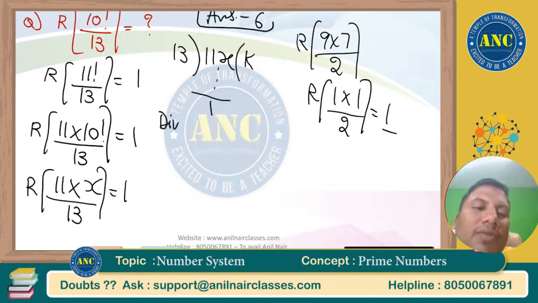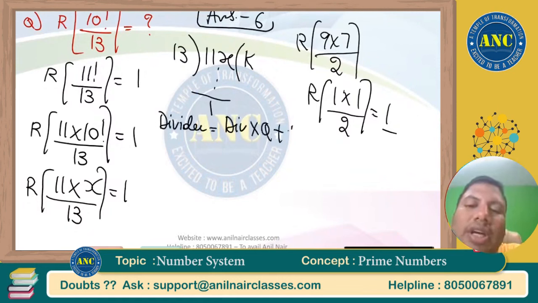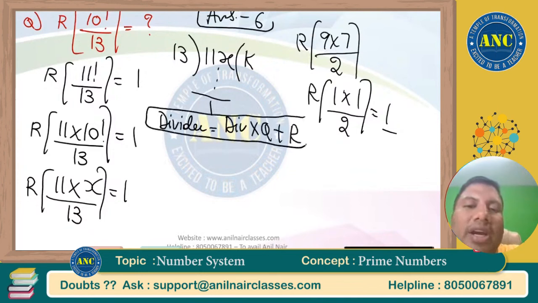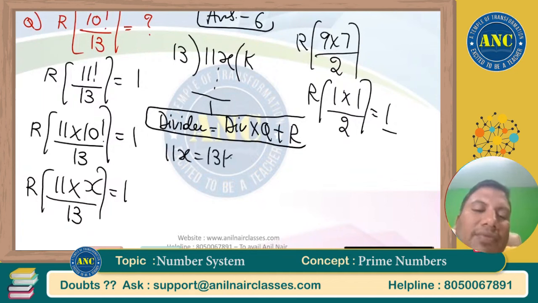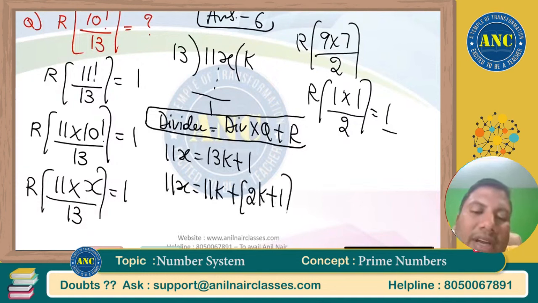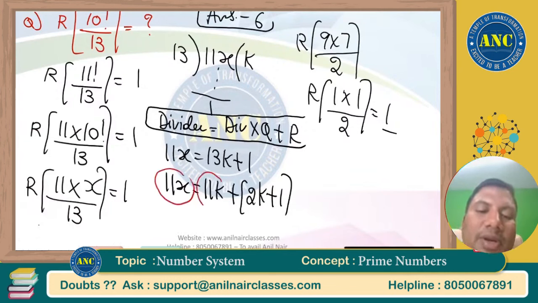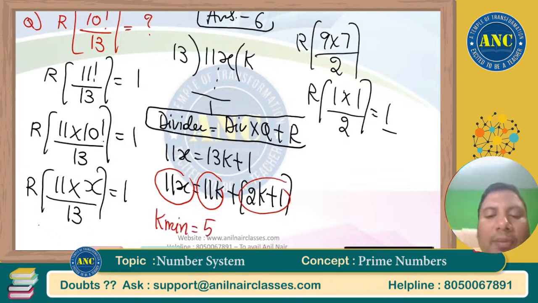What is the concept? Dividend equals divisor into quotient plus remainder. 11x is nothing but 13k plus 1. 11x is nothing but 11k plus 2k plus 1. Now if you see here, 11k is divisible by 11, so 2k plus 1 should be divisible by 11. That means k minimum value is nothing but 5. I hope it is clear.